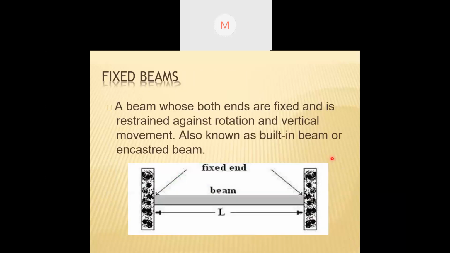Now what is actually a fixed beam? In our homes, the beams that are present are fixed beams. Why fixed beam? If you see above, these are basically fixed, no? If it is in a single room, it is fixed. And if it is in multiple rooms, if it is continuous, then you call it a continuous beam. So basically this end and this end are fixed. So we call it a fixed beam.